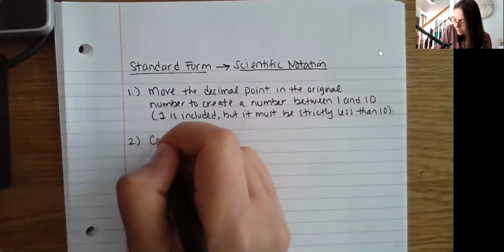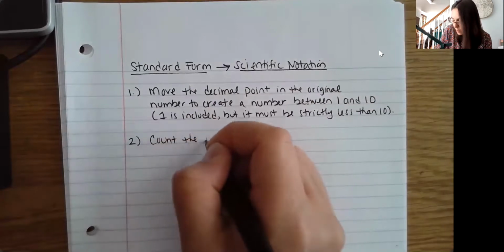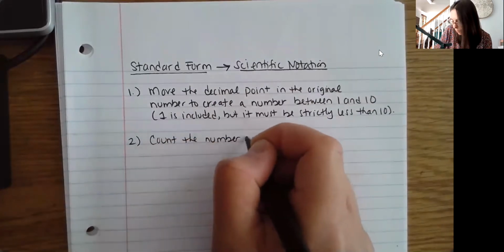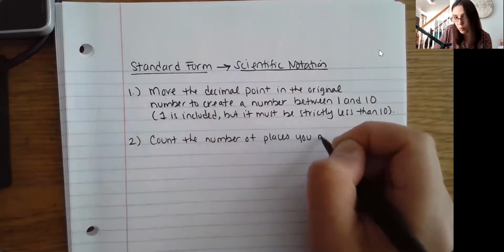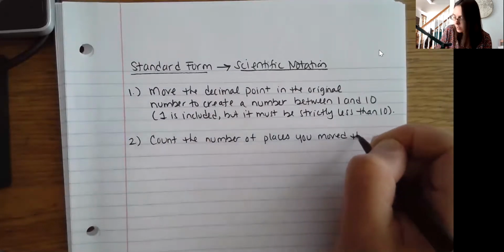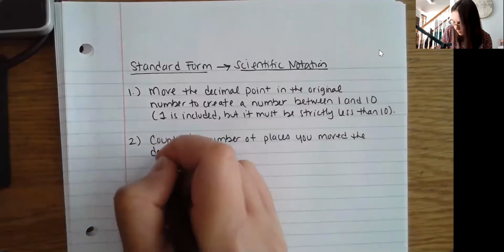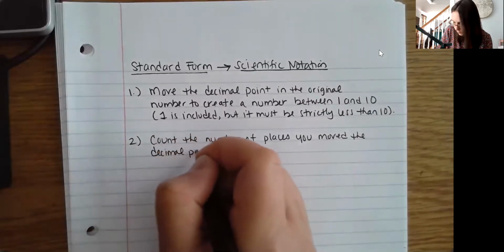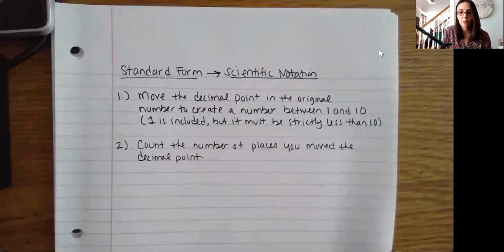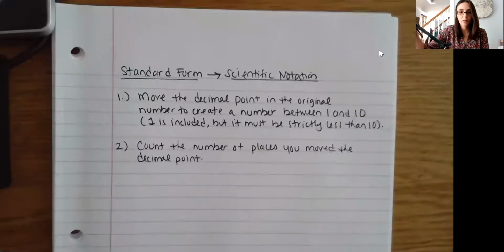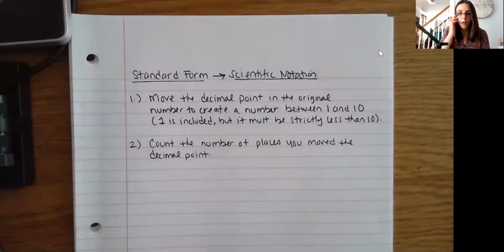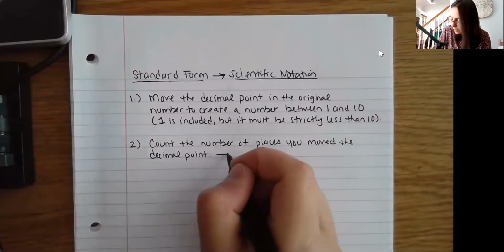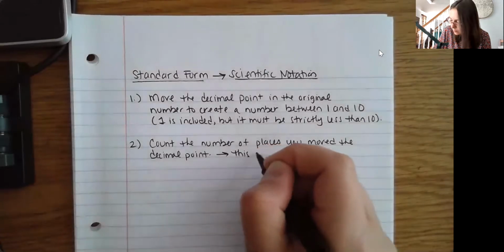Okay. Next, you're going to count the number of places you moved the decimal. This will be your exponent.